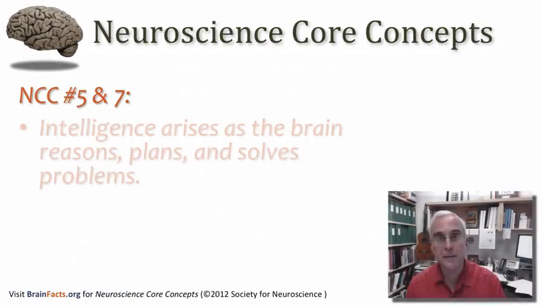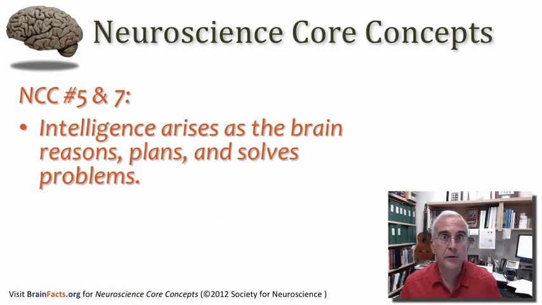Our topic today pertains to the two core concepts in the field that have been especially salient for Unit 6 on complex brain functions. It's through the integrated action of the associational cortex that intelligence arises in the brain, especially in our brain, where our associational cortices are so well formed and well evolved. And this intelligence allows our brain to reason, to plan, and to solve complex problems.